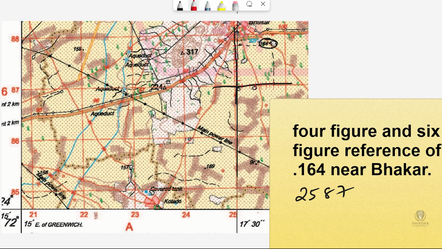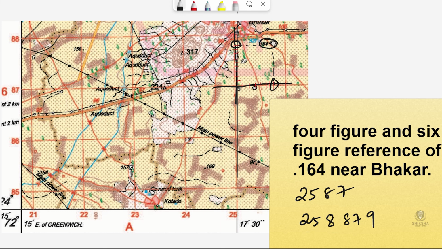As we can see, this is hitting the 8 line over here and the 9th line over here. So 25 needs to be brought ahead till 8. Sorry, the 25 needs to be brought ahead till 8, so 25 to 8, and 87 to 9. So 25, 8, 87, 9. This is the 6-figure reference.